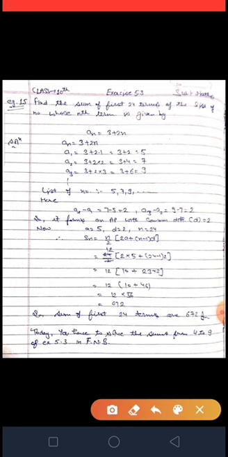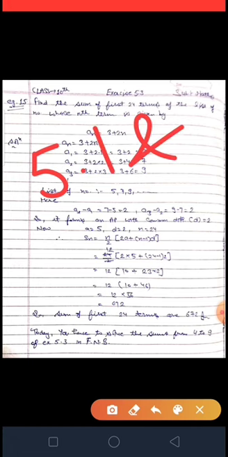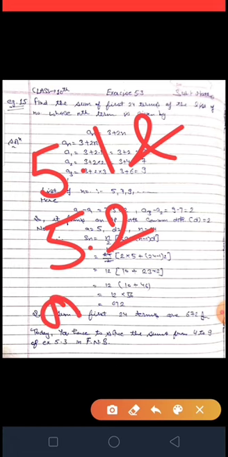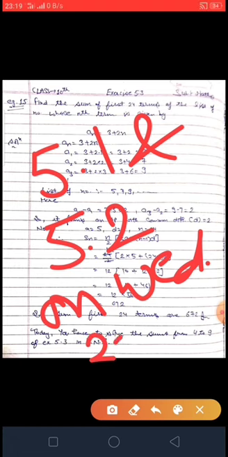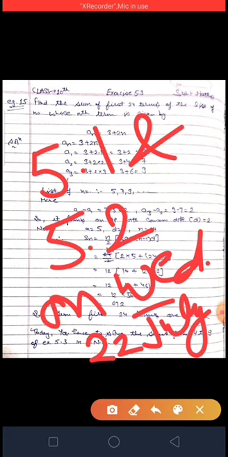And there is one more piece of information for you. A test will be held of exercise 5.1 and 5.2. Clear? Of these chapters. Clear? On Wednesday, that is on date 22 July. Clear? Be ready for it. You have to prepare exercise 5.1 and exercise 5.2 for the test.